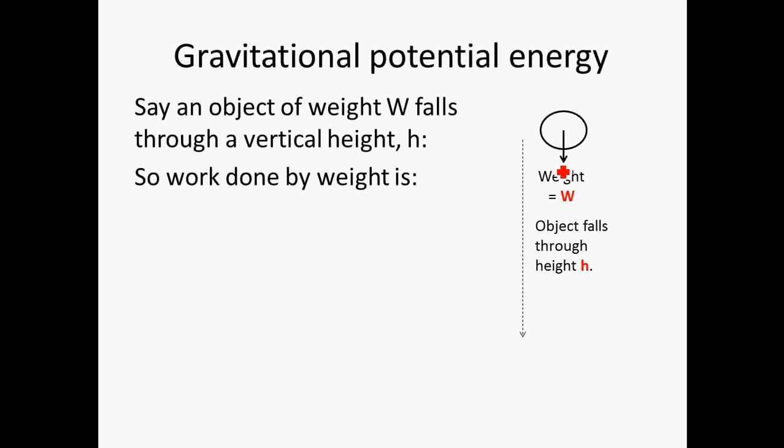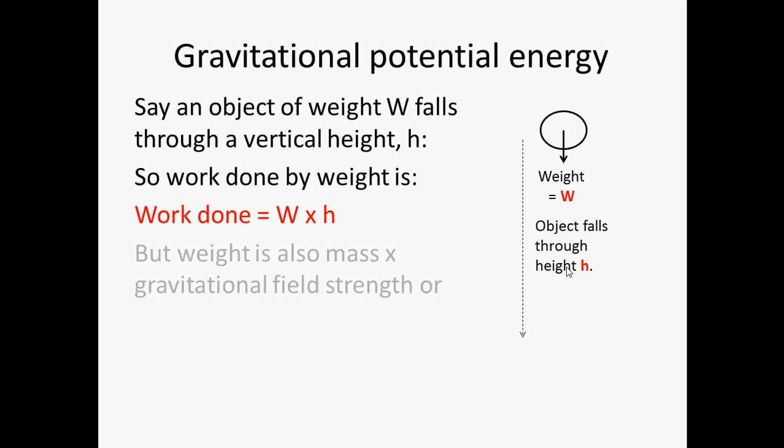Okay, the work done by the weight is going to be F times D, right? As you know, weight is a force, so it's going to be W times the distance h. So F times D becomes W times h, because the vertical height is in the direction of the weight.